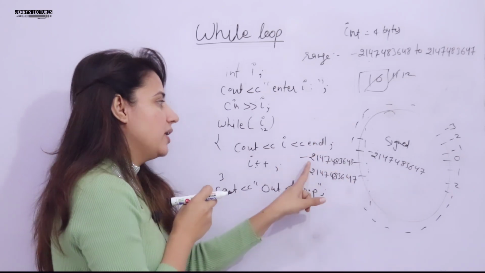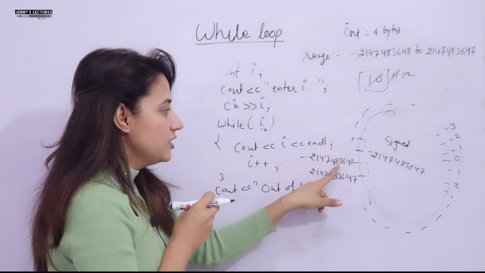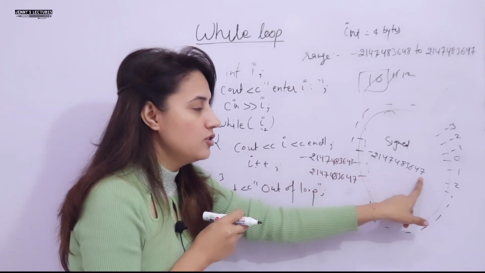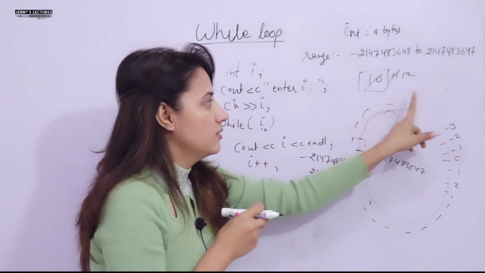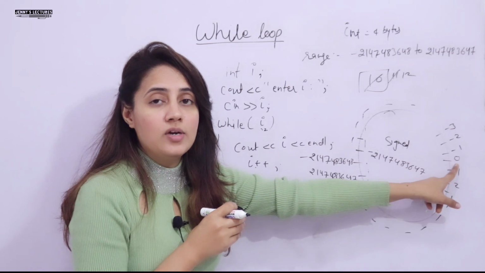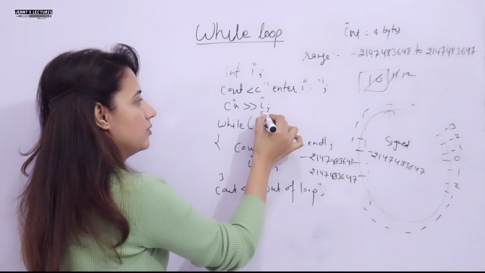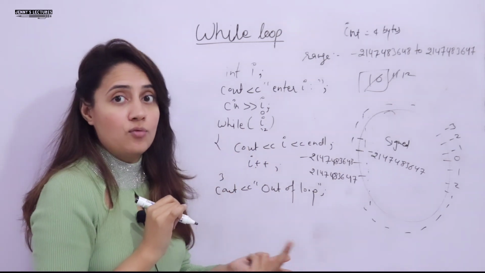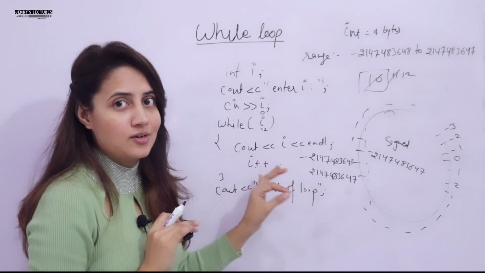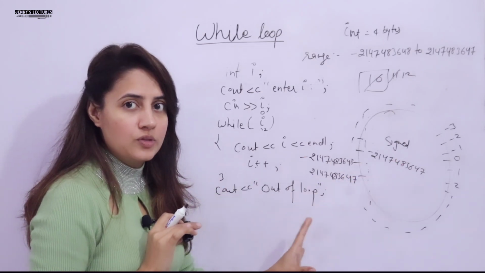+2147483648 is equal to -2147483648, right? Then this should be printed, then minus, this should be printed, then like this. Then -3, -2, -1, and at one time, it will reach 0. Now, once the I value reaches 0, it becomes false and then we are out of the loop. So it would not be an infinite loop. In this way, it is going to print. I hope you got the working of this.